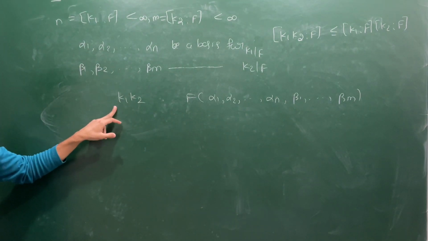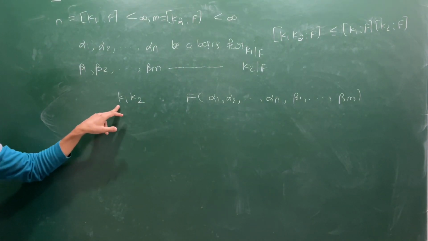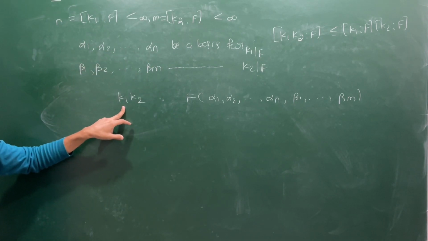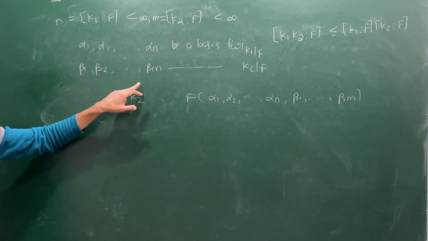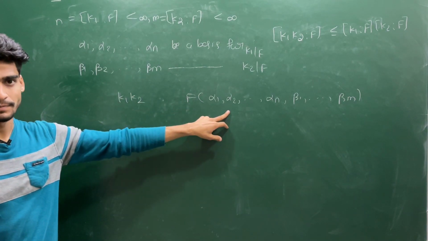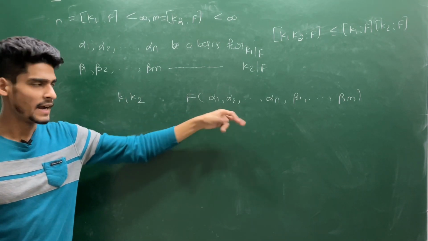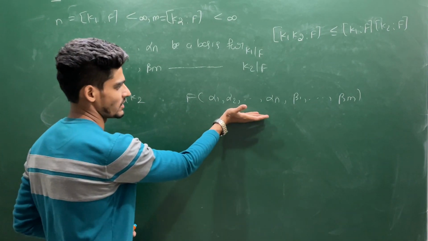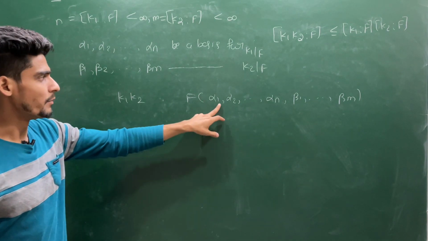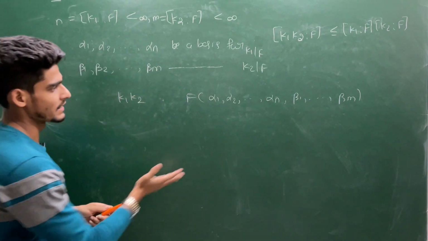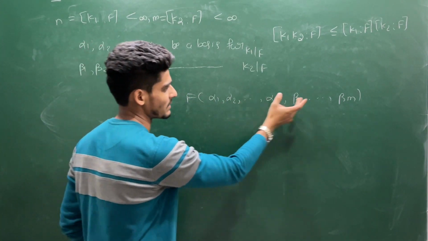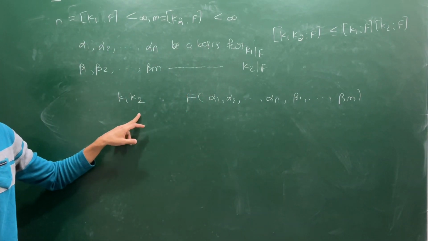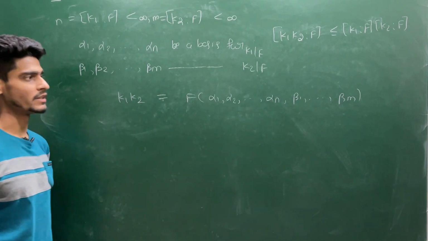What is this k1 k2? This is the smallest field containing k1 and k2. If it is containing k1 k2, it must contain alpha 1, alpha 2, alpha n, because this is the basis of k1. It must contain beta 1, beta 2, beta m. So this must contain this one, because this is the smallest field. And this is again by definition the smallest field containing k1 and k2. This extension contains k1 because it is containing basis of k1 over F. This extension contains k2 because it contains basis of k2 over F. So this extension contains k1 and k2. So these two extensions are same.